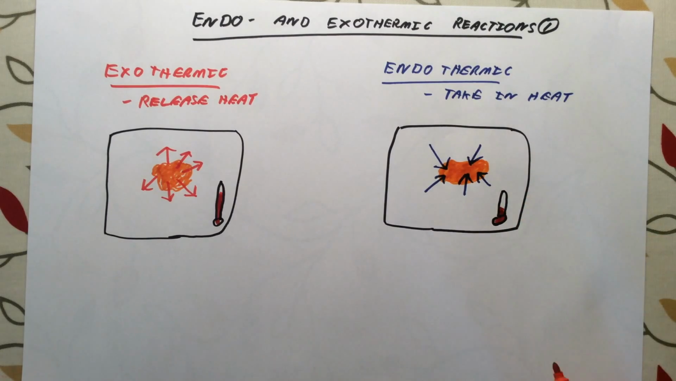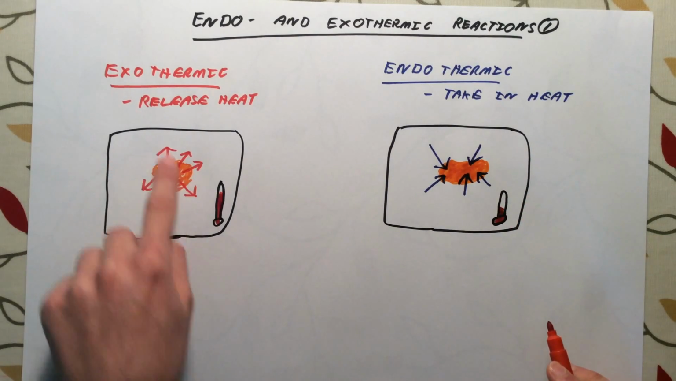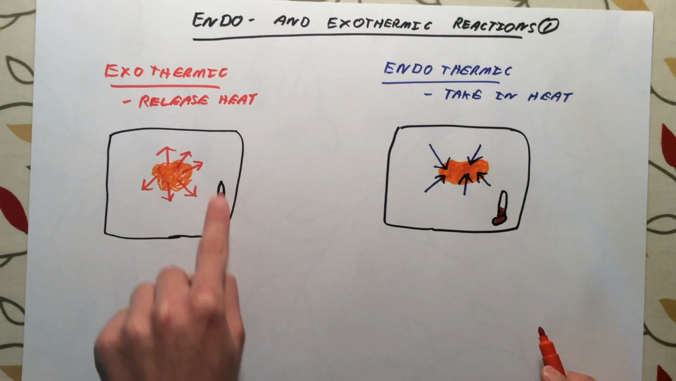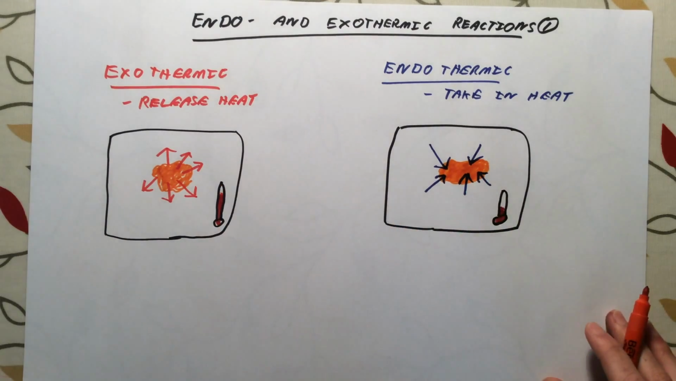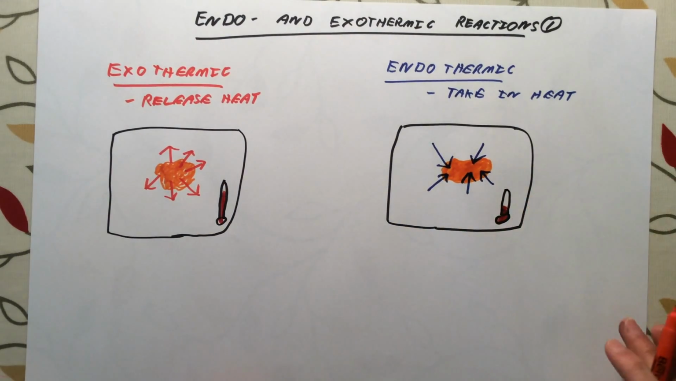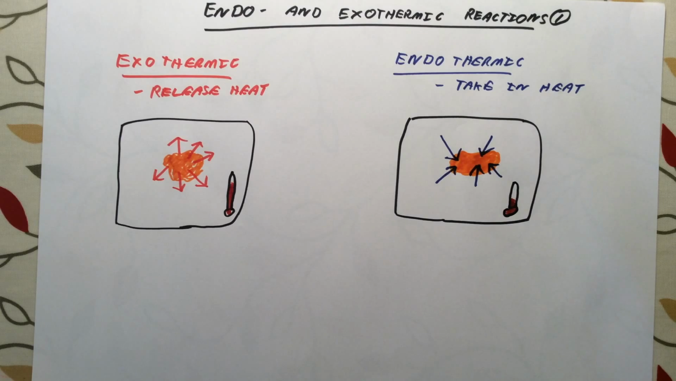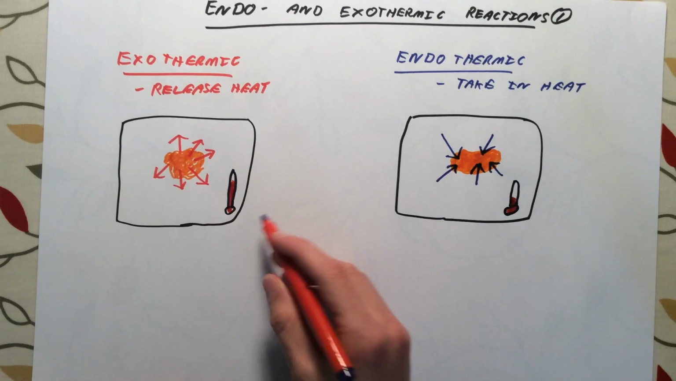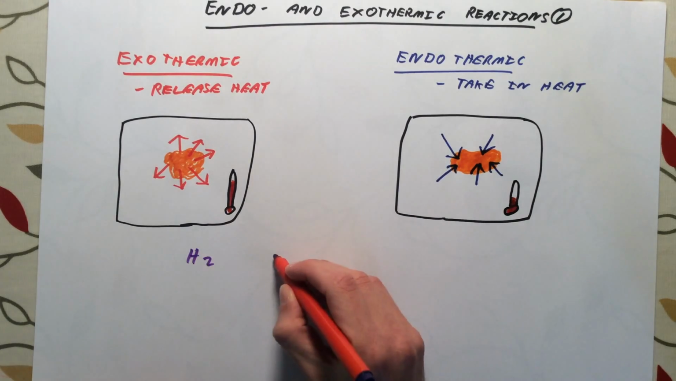Okay, so in an exothermic reaction, overall the reaction is releasing heat energy, therefore the temperature of the system will increase. Endothermic reactions are taking in heat energy, therefore the temperature of the system will decrease. And to look at this in a bit more detail, we are going to look at a reaction, and it's going to be the combustion of hydrogen in oxygen to form water.